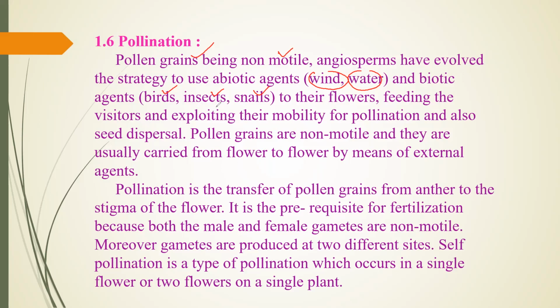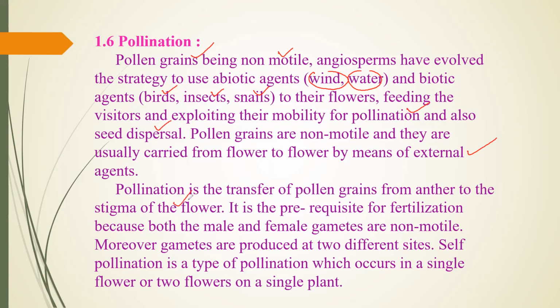So two things are going to happen. Angiosperms are going to feed birds, insects, and snails, and whatever mobility these birds, insects, and snails have, they utilize for pollination and for seed dispersal. So pollen grains are non-motile and are usually carried from flower to flower by means of an external agent. Pollination is the transfer of pollen grains from the anther to the stigma of the flower.